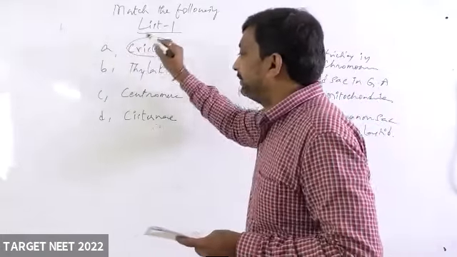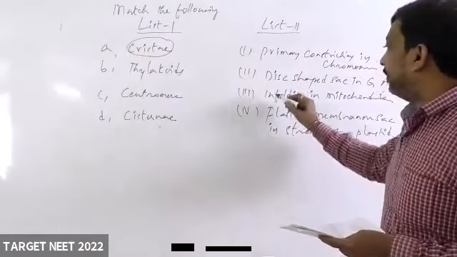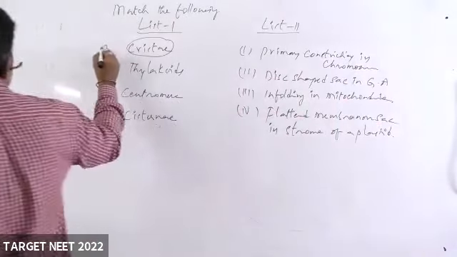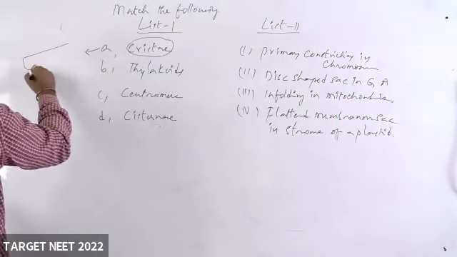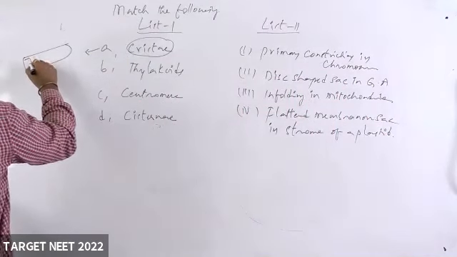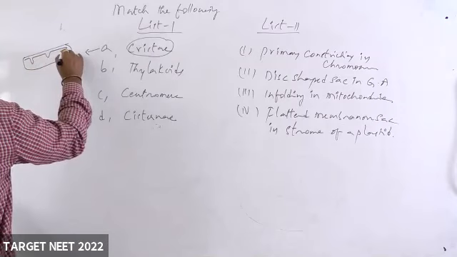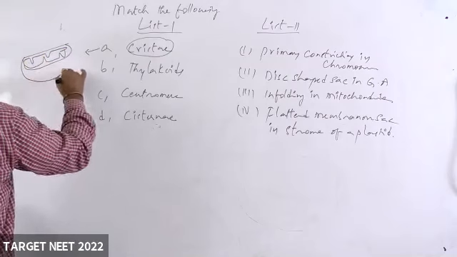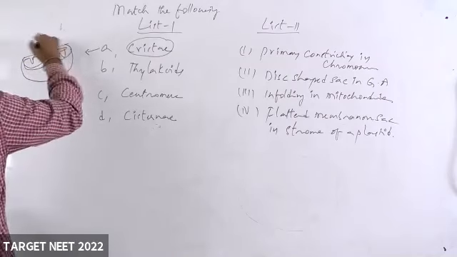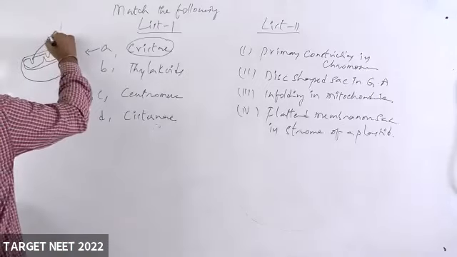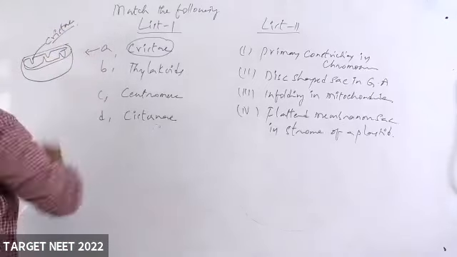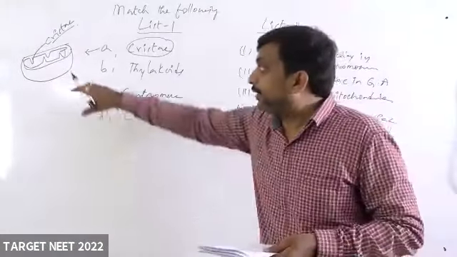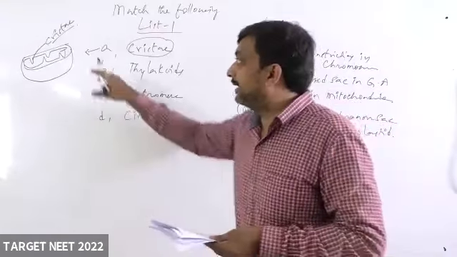The cristae are the infoldings in mitochondria. This is the outer membrane and the inner membrane of the mitochondria. The foldings of the inner membrane into the mitochondrial matrix are what we call the cristae. So the infoldings of the inner membrane into the mitochondrial matrix are called cristae.